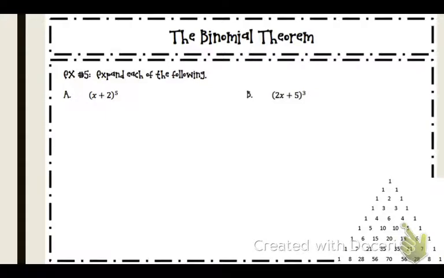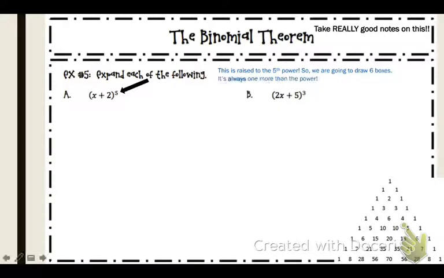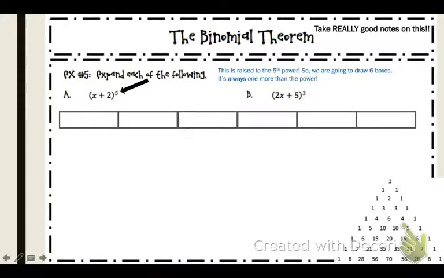So I want you to go to example 5 on your notes. And I want you to take really, really good notes on this. It's super important. If you don't take good notes on this, you might get confused. And this is one of the harder concepts this unit. Okay? So first, this is to the 5th power, which means I'm going to draw 6 boxes. I have a thing with boxes. I really like boxes. So it's always one more than the power. The boxes just help you keep it organized.